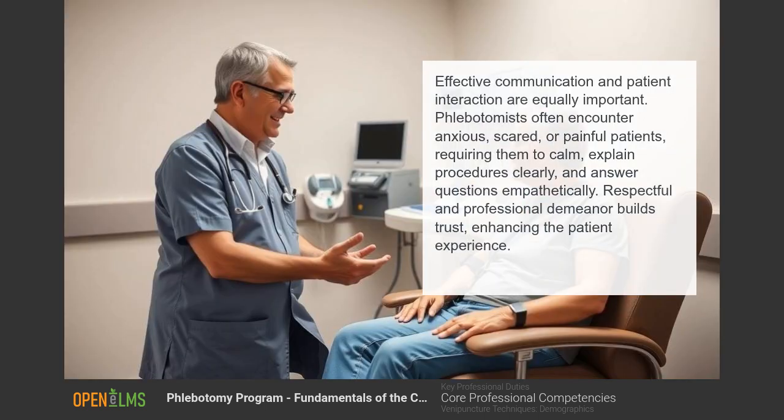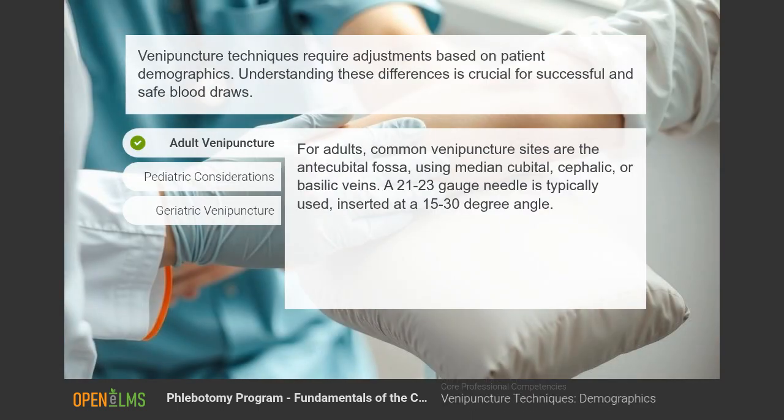Effective communication and patient interaction are equally important. Phlebotomists often encounter anxious, scared, or in-pain patients, requiring them to calm them, explain procedures clearly, and answer questions empathetically. Venipuncture techniques require adjustments based on patient demographics. Understanding these differences is crucial for successful and safe blood draws.